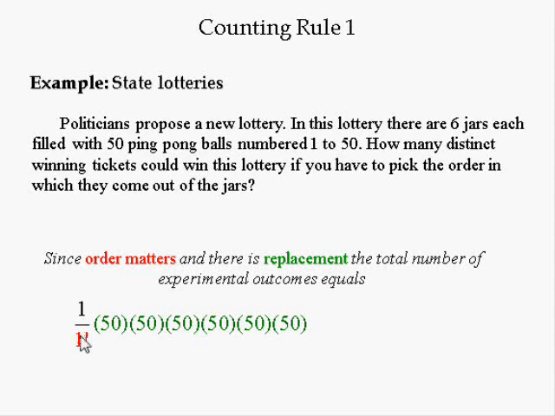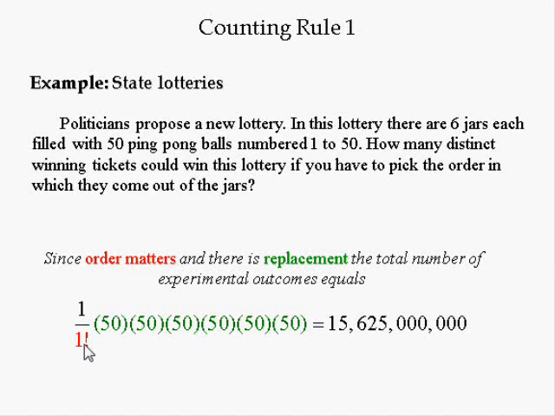This down here is equal to 1. 1 divided by 1 is 1. 50 times 50 times 50 times 50 times 50 times 50 is just 50 to the 6th power, which equals 15.625 billion. So why does 1 over 1 factorial model mathematically the concept of order matters?